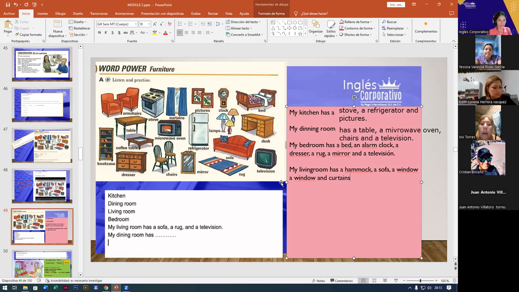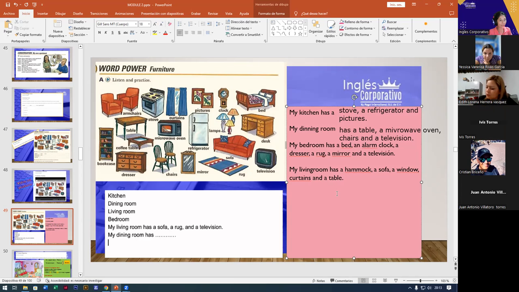Has a table. All right. A table. And a mirror. All right. Thank you so much. So my living room has a hammock, a sofa, a window, curtains, and a table, right? Yes. Thank you so much. Okay. Great. We have it there. Nice. Now let's see Juan Antonio.